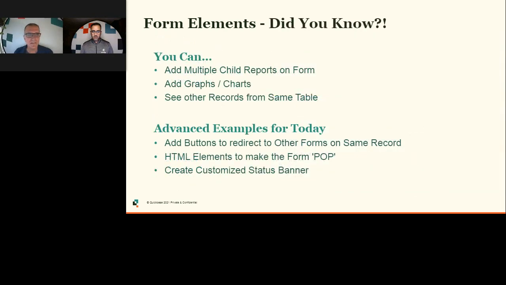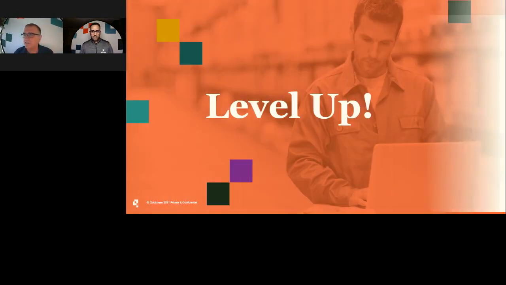Okay, so with form elements, you can add multiple child reports on a form, including graphs and charts. You can see other records from the same table by doing a report link. And some advanced examples we're going to go through today: add buttons to direct to other forms on the same record. We're also going to show you some HTML elements to really make that form pop and create customized status banners, so many different things you can do. All right, let's level up.